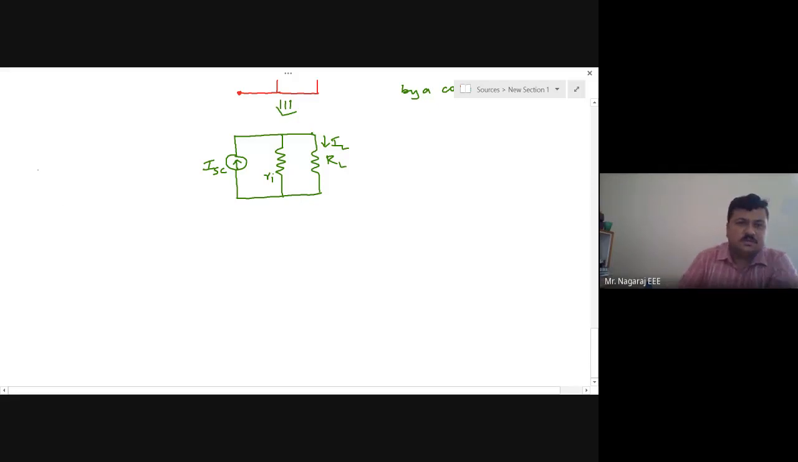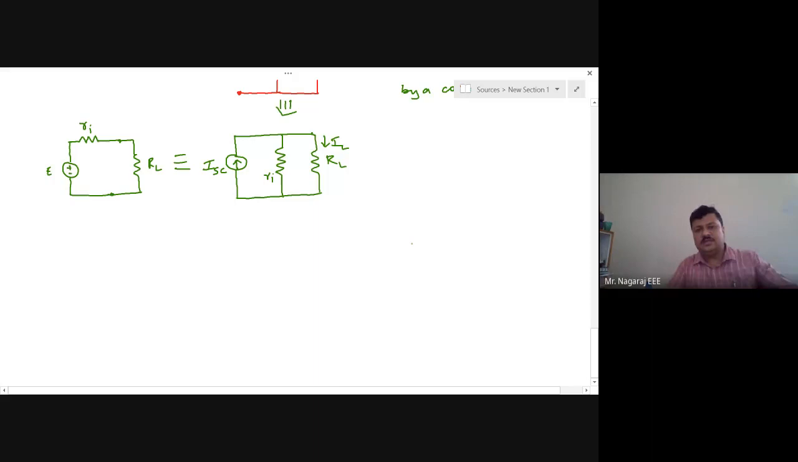So from this voltage source of E volts and some internal resistance, with the load connected, I got a current source of ISC amps with parallel connected resistance, where ISC is simply E by RI, E divided by RI.